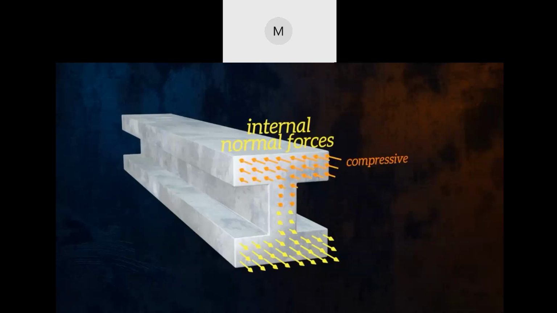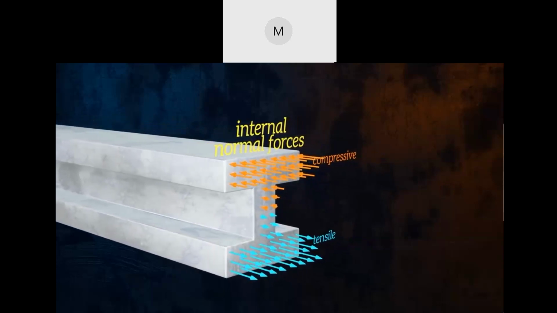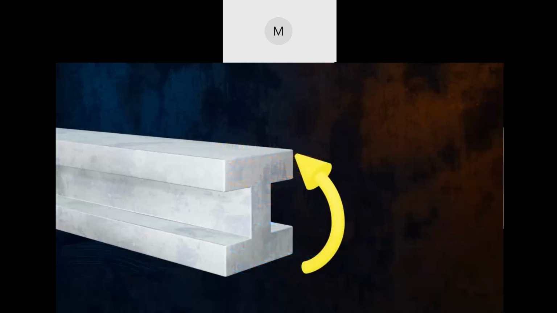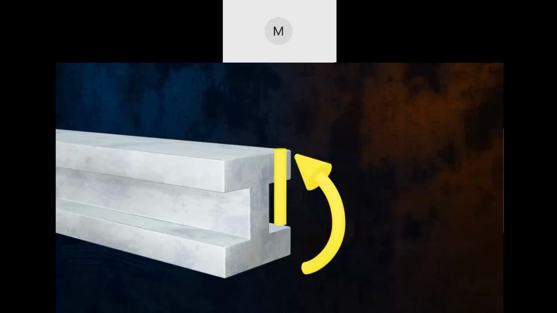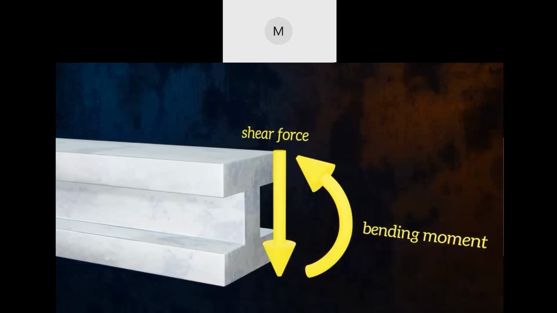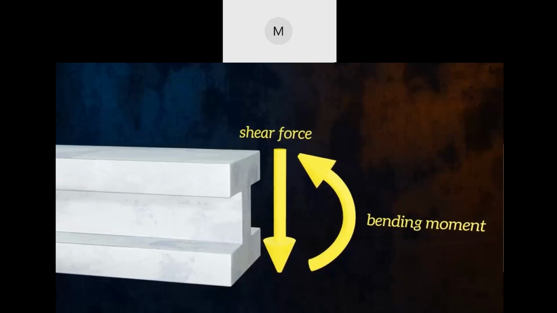The bottom of the beam will get longer, and so the normal forces in the bottom of the beam will be tensile. Each of the tensile normal forces has a corresponding compressive force, which is equal in magnitude but opposite in direction. As such, these forces don't produce a net normal force, but they do produce a moment. This means we can conveniently represent the internal forces acting on the beam cross-section using just two resultants. One, shear force, which is a resultant of the vertical internal forces, and one bending moment, which is a resultant of the normal internal forces. This is a very common way of representing the internal forces within a beam.